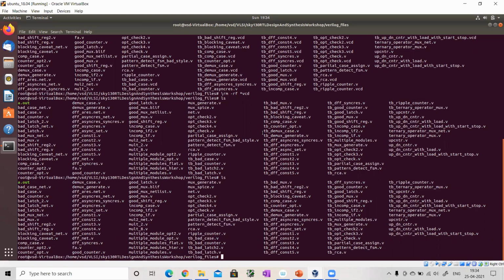So we have been seeing different optimizations that happen in synthesis. We are now going to see one very interesting optimization. Let us first look at the RTL code.